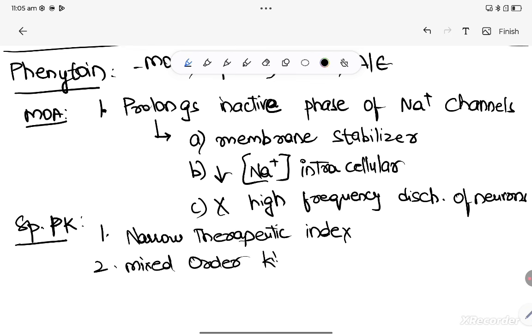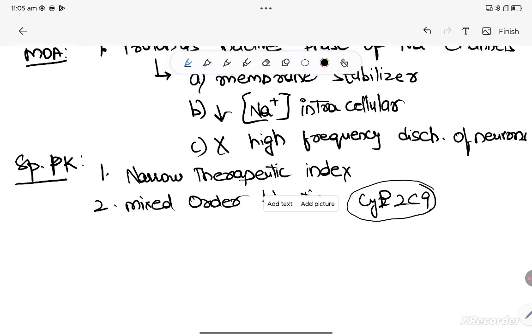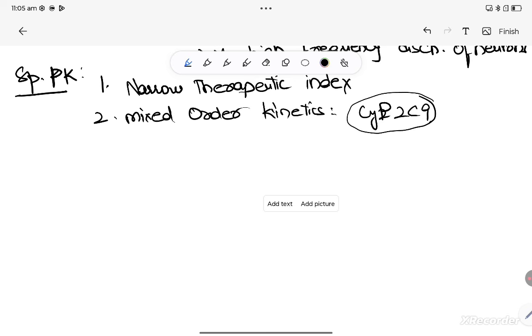Why is it so? It is usually metabolized by CYP2C9 and 2C19. The CYP2C9 is present in very low concentrations, and when phenytoin is given in an appropriate dose, the metabolism follows first order. Later, in higher doses, it follows zero order kinetics. These are the special pharmacokinetic features of phenytoin.